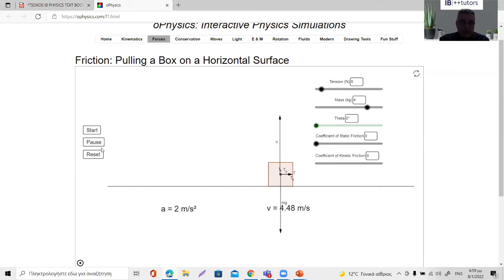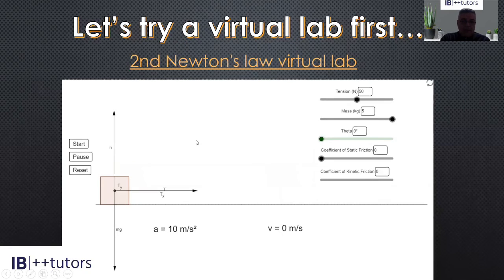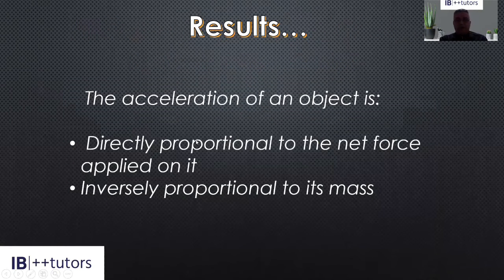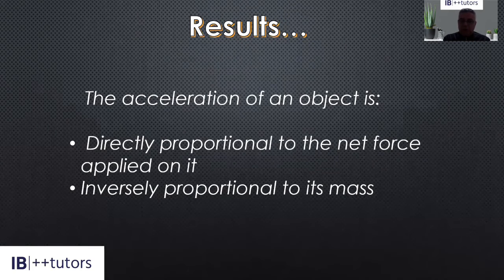So in this way, we can say that Newton managed to come up with the first, I would say, relationship. Let's go back to the presentation for now. Look, and here are the results. The first result is that the acceleration is directly proportional to the net force applied on it, and it is inversely proportional to its mass. I think it's clear according to the simulation we have just watched.